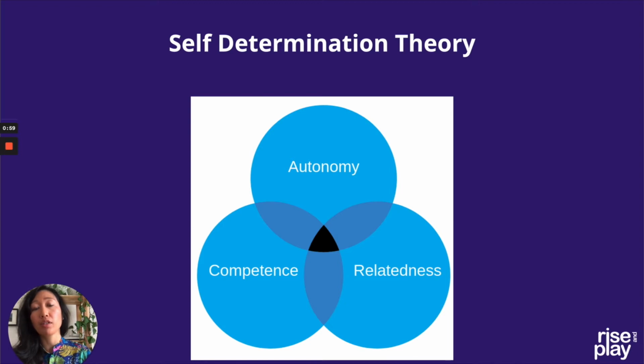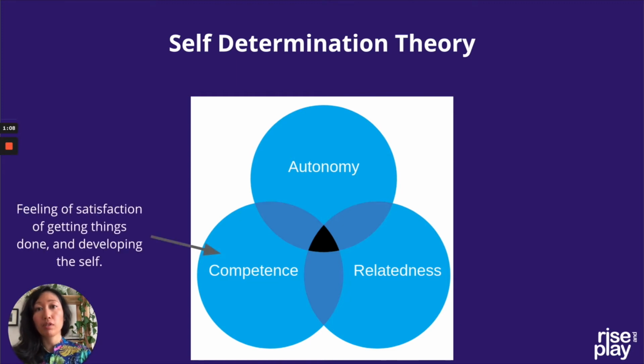And behind the concept of self-determination theory, there are three pillars. So the first one is competence, the feeling of competence. In some other models, we call it mastery. And it's really about the feeling of satisfaction when you get things done and developing the self. So a constant feeling of progress, which is part of human intrinsic motivation in anything you do.